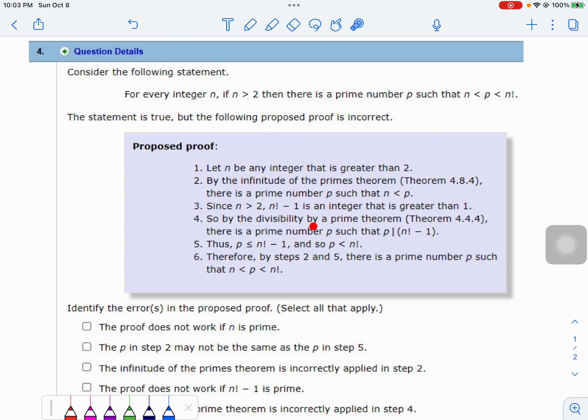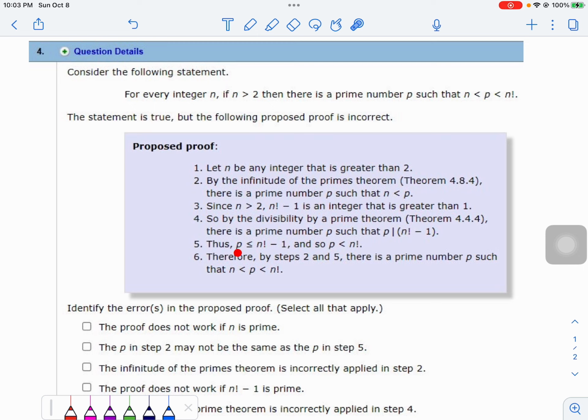So by the divisibility by a prime theorem, theorem 4.4.4, for any integer that is greater than 1, you can always find a prime divisor. There's always a prime that divides an integer that is above 1. So because n factorial minus 1 is already greater than 1, according to this theorem, there exists at least one prime p so that p divides this number. So this is completely fine.